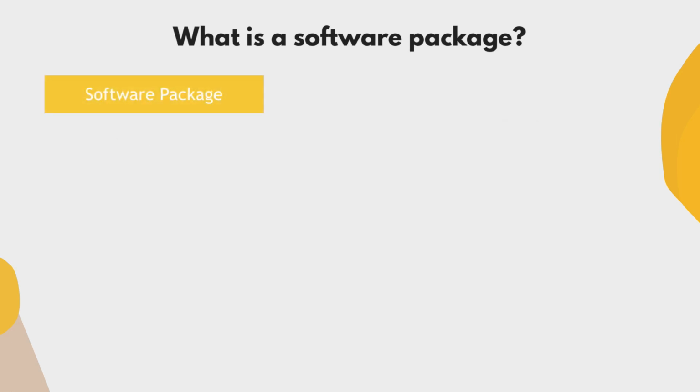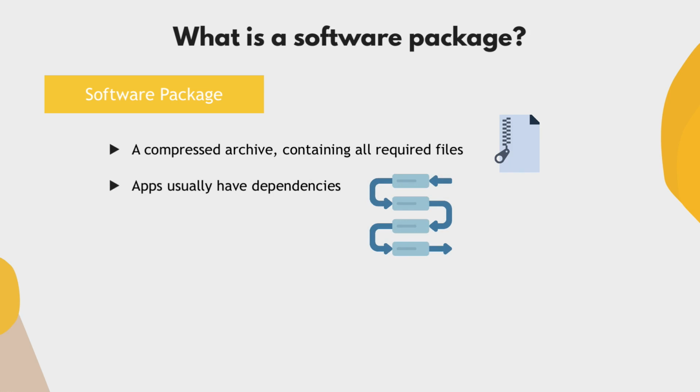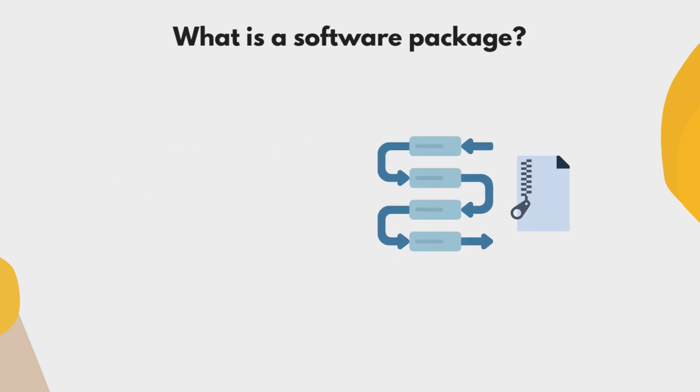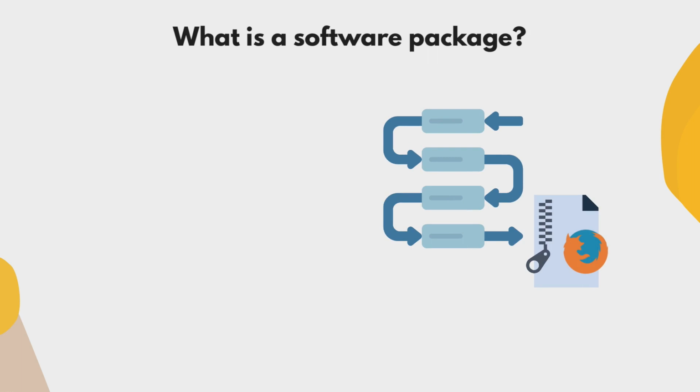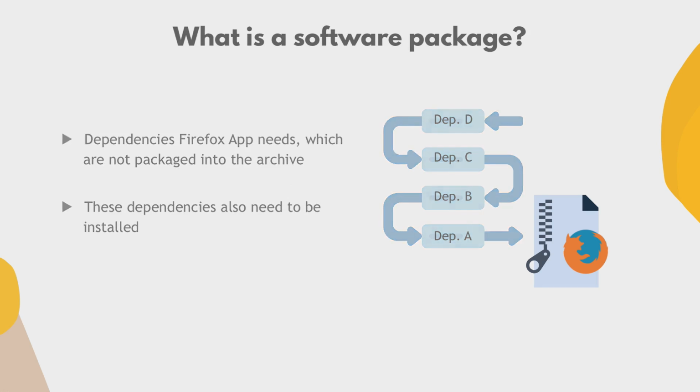A software package is a compressed archive that contains all the files that are required by a specific software to run. But software applications usually have dependencies, so they depend on other software to run. For example, if you want to install and run Firefox, Firefox actually needs lots of different other software to run properly, which are not directly packaged in the Firefox package. So you need to install all those dependencies in order to be able to run Firefox.